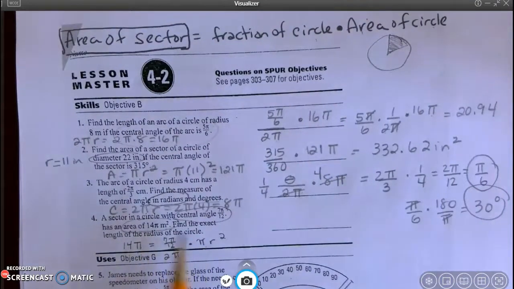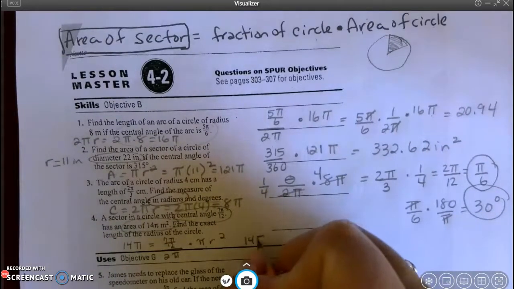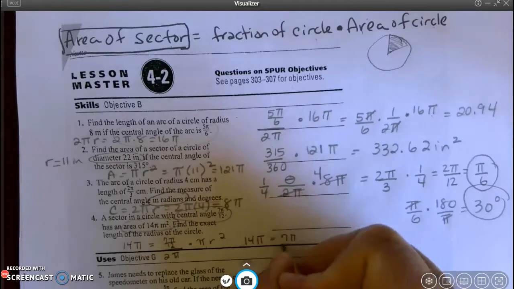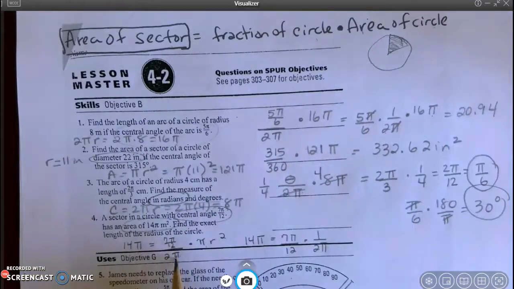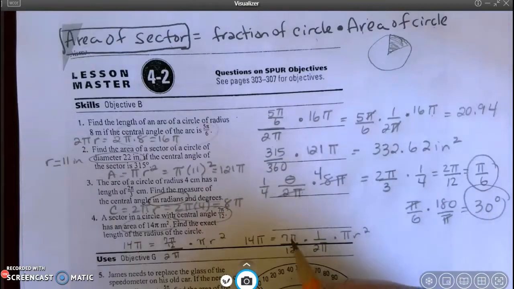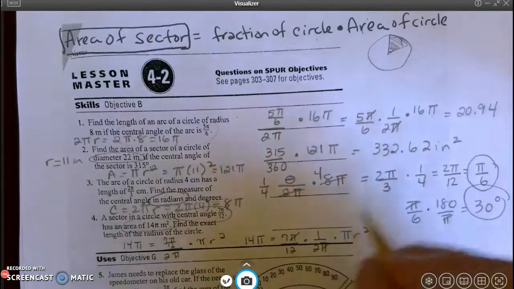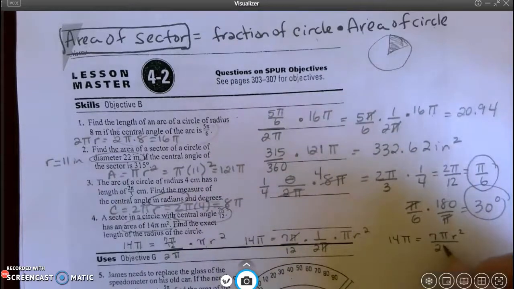So now I've just got to clean all this up. I still have 14 pi equals 7 pi divided by 12 times 1 over 2 pi. Remember, when you're dividing, you multiply by the reciprocal, times pi r squared. Well, these pi's cancel, and I'm left with 14 pi equals 7 pi r squared all over 12 times 2 is 24.